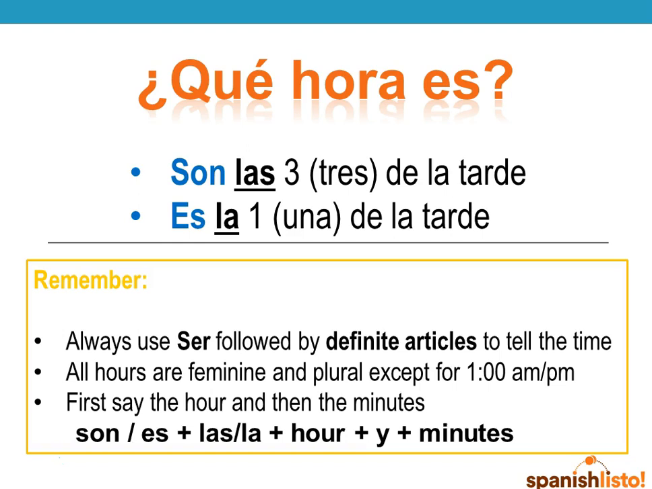The reason being is because in Spanish, when we say the time, we refer to the 3 hours, the 4 hours, the 5 hours, which all of them are plural. But when we are talking about the singular one, we have to use es, as you remember, for the conjugation of the verb ser. So remember, always use ser followed by the definite article plus the number of hours, then y, and minutes. That is the easy way to say the time in Spanish.